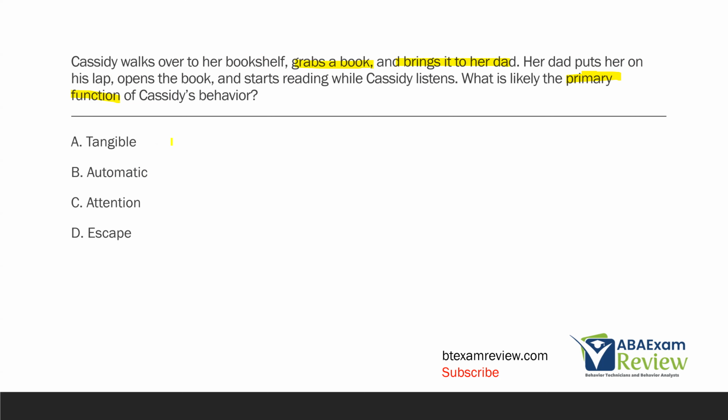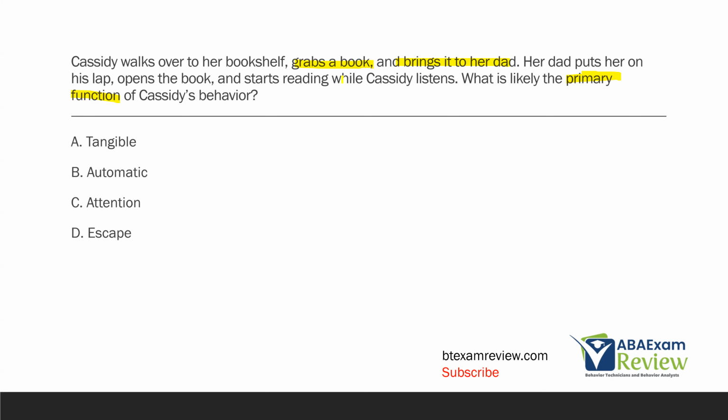A, tangible. Well, Cassidy didn't have to go through this whole process of bringing the book to her dad to get a tangible, because she doesn't obtain the tangible from her dad, right? She already had the book she needed. So it's not like she went through this process to get the book. The book is already there. What about B, automatic? Well, it's not automatic, right? Because this whole string of behavior involves her dad. So this is socially mediated. Remember, you're looking at this whole string of behavior and what ultimately Cassidy achieves here.